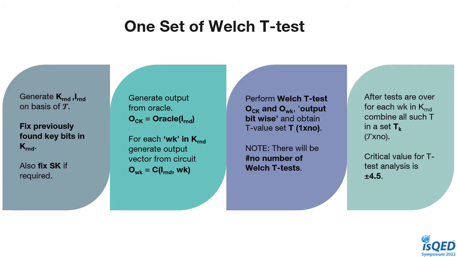And now for each key WK in K random, we need to generate the output from the circuit, which will be called OWK. Now we perform Welch's t-test on OCK and OWK output bitwise as was explained earlier to obtain a t value set T. And we should note that we will perform a total of NO Welch's t-tests for this particular wrong key.